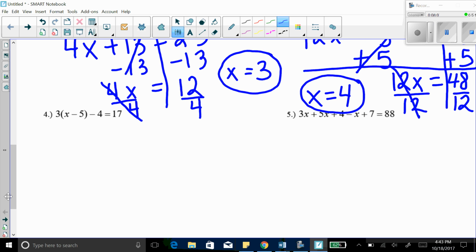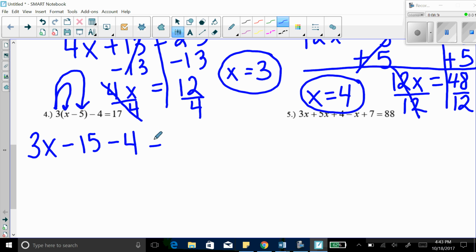Number 4. Again, across the equal sign, I see, oh, I have some distributing to do. So I'm going to start there. 3 times x is 3x. 3 times negative 5, negative 15. Still have the minus 4, so I just write it. And I still have the equal 17. Now here we go again.